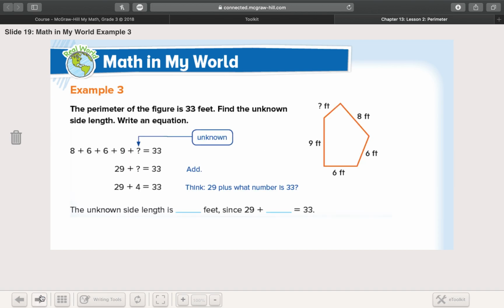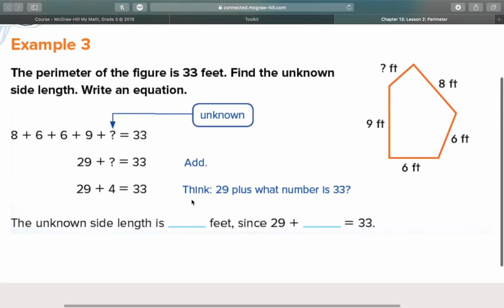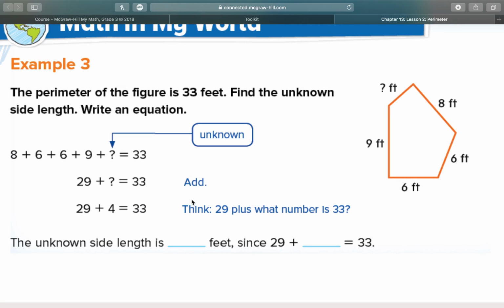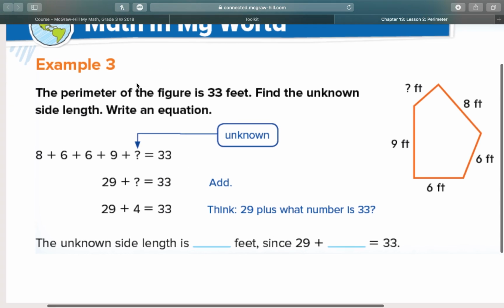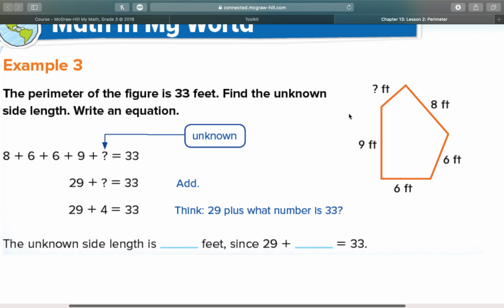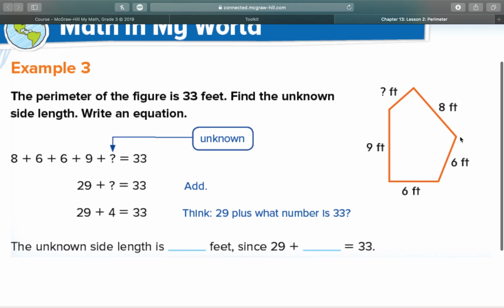Definition of perimeter. Example 3. Now this is where we start having to apply a little bit more thought. The perimeter of the figure is 33 feet. So look at this figure. First of all, it is no longer a rectangle, but finding the perimeter is the same. You just have to add up all the sides.